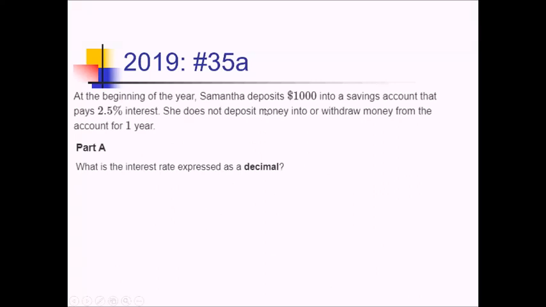On this problem, at the beginning of the year, Samantha deposits $1,000 into a savings account with 2.5% interest, which these days is actually a pretty good interest rate. She doesn't deposit any money or withdraw money for a year.